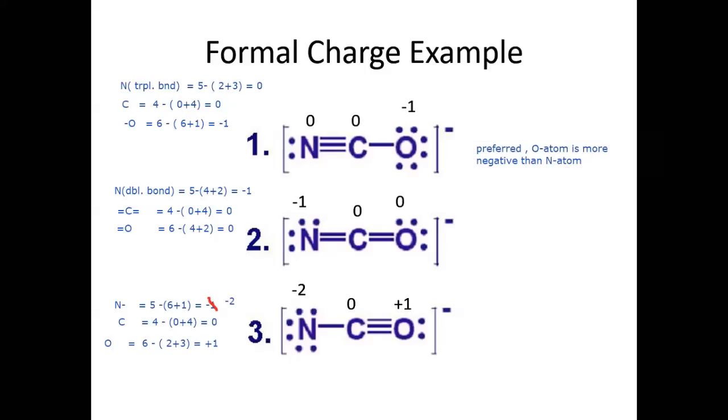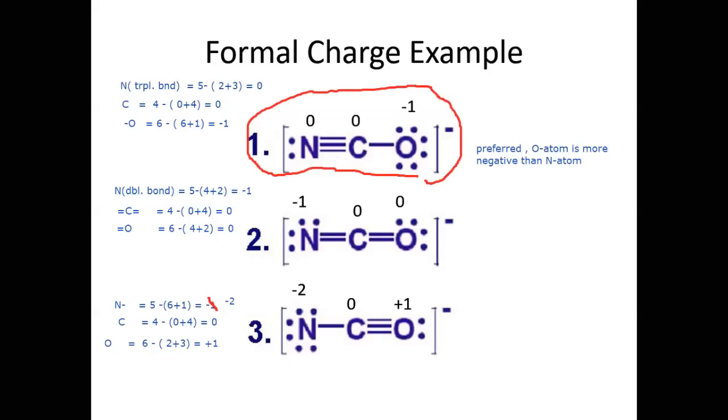So this is why number one is the preferred structure, because again, the negative charge is on the oxygen. Now, number three doesn't work because, again, this negative two is on the nitrogen and a plus one is on the oxygen. Since oxygen is more electronegative than nitrogen, the negative charge should be on the oxygen. Secondly, these formal charges deviate substantially from zero. So this is why number one is the preferred structure, because most of the elements have zero formal charges, and then the negative charge is on the most electronegative element.